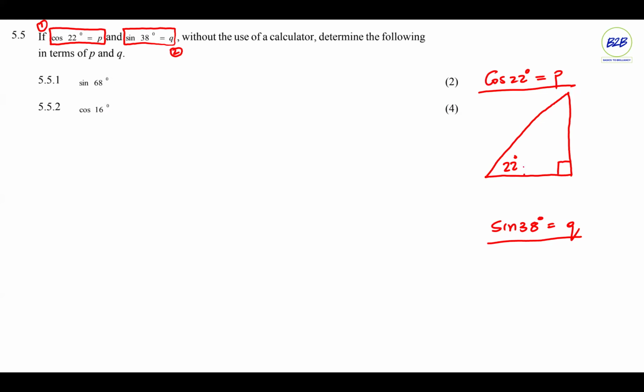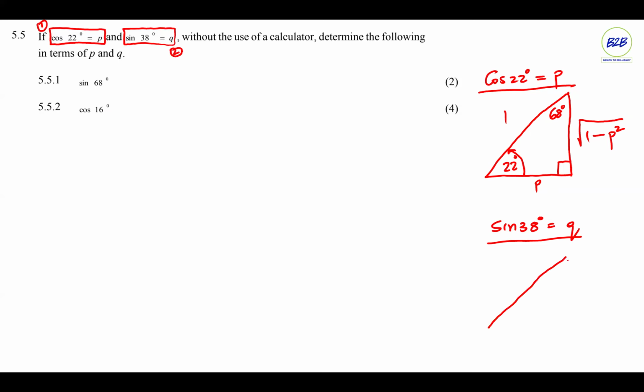So the angle is 22 degrees, and then the third angle, using that property, the sum of angles of a triangle add up to 180 degrees. Then we get that diagram. The hypotenuse is 1, the adjacent side of 22 degrees is P, then the opposite side of 22 degrees is root of 1 minus P squared. I do have confidence that you are able to arrive at this stage.